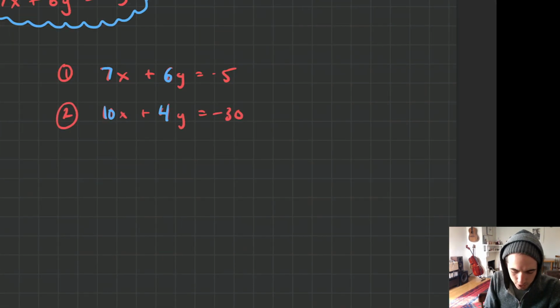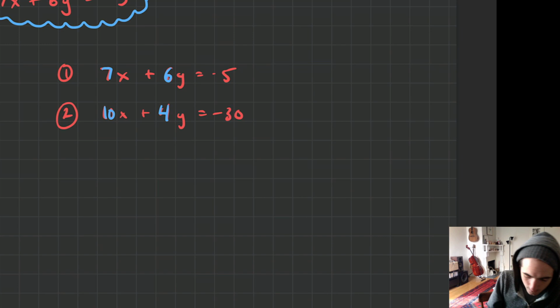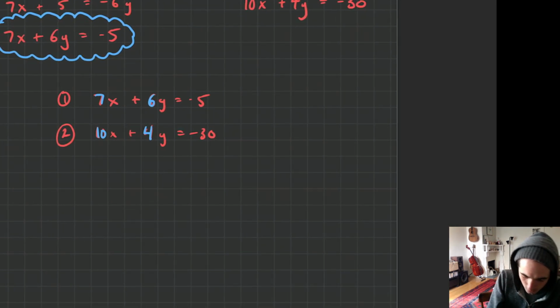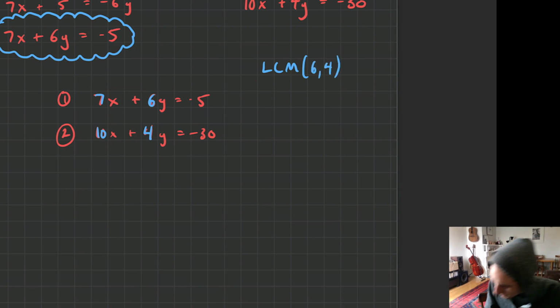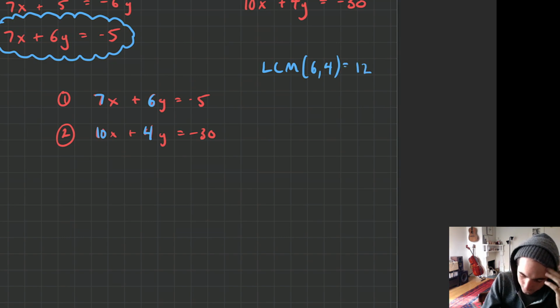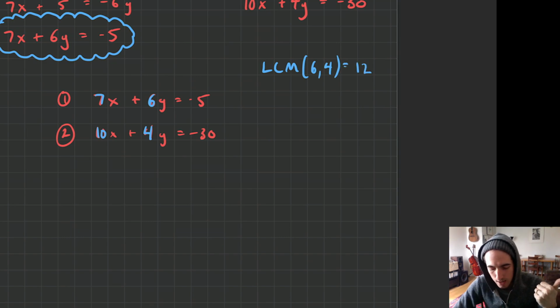So anyway, I'm going to choose the 6 and 4. What I want to do is think of the least common multiple of 6 and 4. Okay, Goose, I need that pencil. You can't just eat it. So what is the least common multiple of 6 and 4? Well, that is 12, right? Because 12 is a multiple of 6, it's a multiple of 4, and there's no smaller number that makes that true.